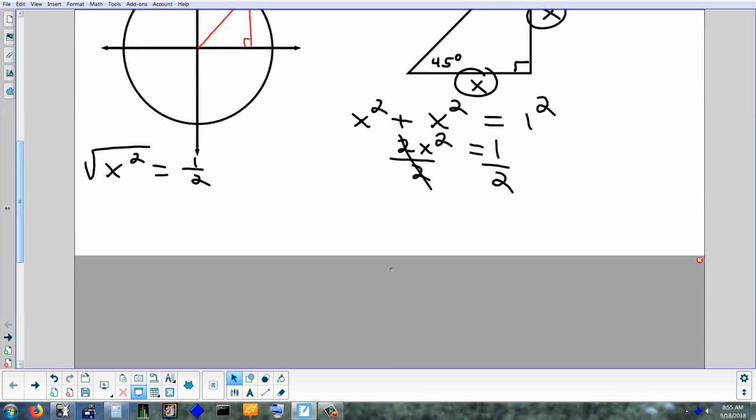Yep. And when you square root a fraction, you just do the top of the fraction and the bottom of the fraction. That's how you square root a fraction. So that cancels. And we get square root of 1, that's easy. Just 1 over the square root of 2.